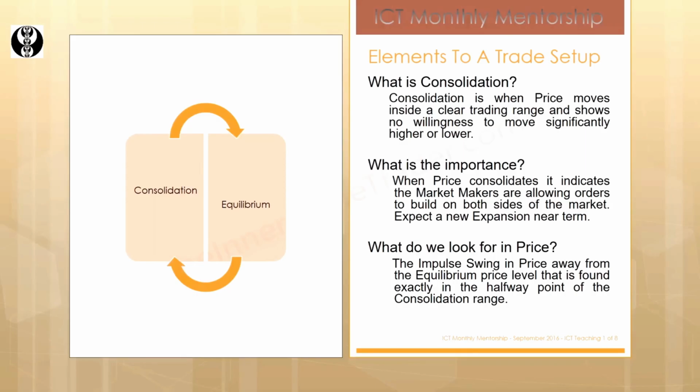Now, what do we look for in price? We're waiting for the impulse move or impulse swing in price away from the equilibrium price level that is found exactly in the halfway point of the consolidation range. And I'll show you an example of what that looks like.